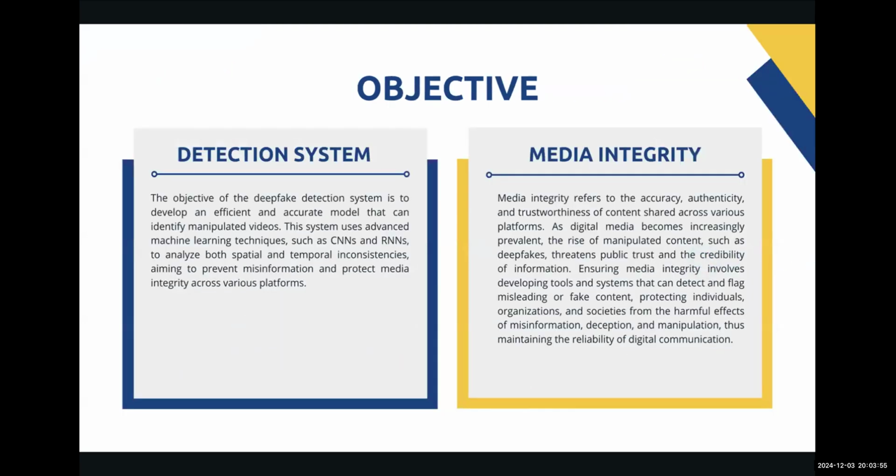Objective. Our objective is divided into two main parts. The first is to develop a robust detection system. This involves using state-of-the-art machine learning techniques like CNNs and facial landmark detection. These methods allow us to detect deepfakes with high accuracy by identifying minute subtle details in video content. The second is to enhance media integrity. By mitigating the impact of deepfakes, we aim to combat misinformation, protect privacy, and restore public trust in digital media. This project is not just about technology, it's about ensuring the ethical and secure use of AI.